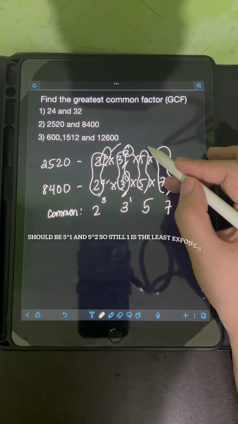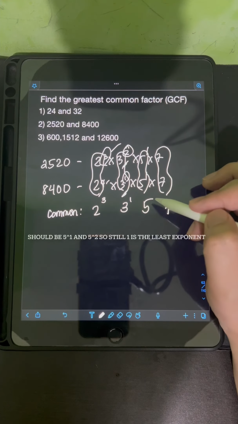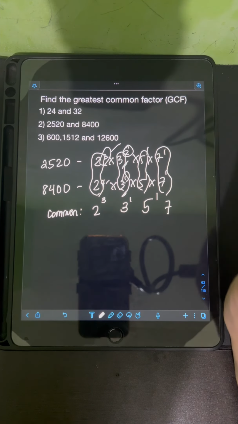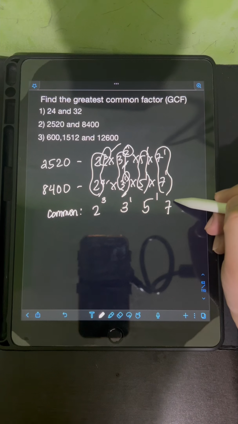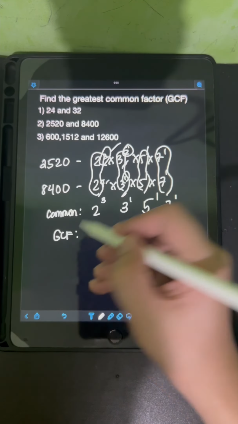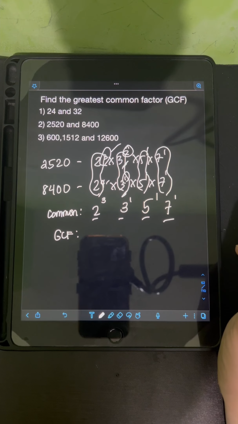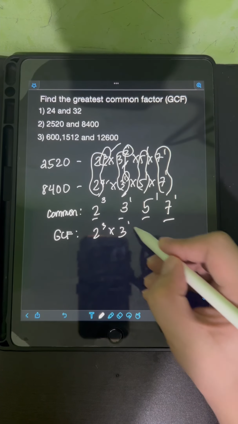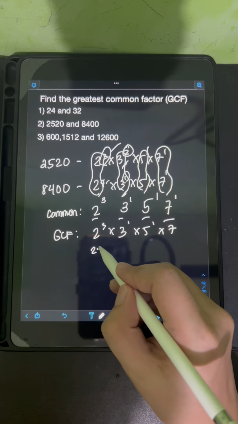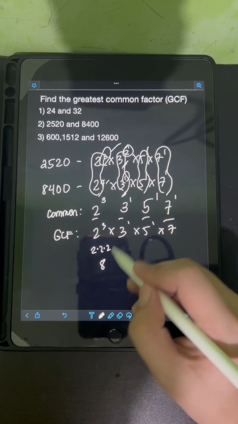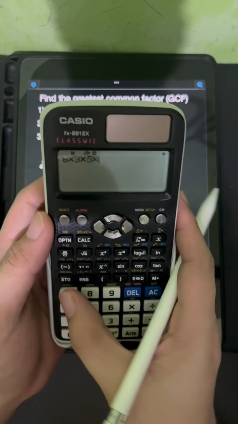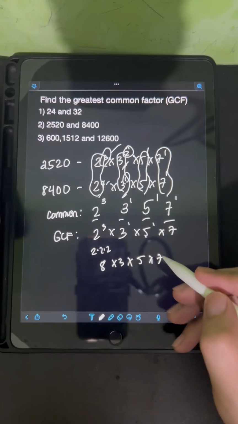Likewise for 5, they both have an invisible exponent of 1, so the least exponent is the same, 1. Then for 7 also, they have invisible exponents of 1, so we'll have 1 as the exponent of the common factor 7. To find the GCF, we just need to multiply all of these factors: 2 cubed times 3 to the first times 5 to the first times 7. 2 cubed is the same as 2 times 2 times 2, or 8. So we have 8 times 3 times 5 times 7. Using a calculator, the GCF will be 840.